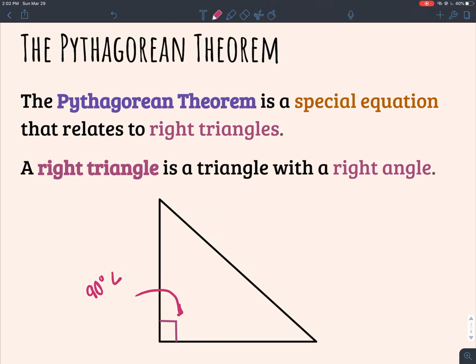Because of the 90-degree angle, we call it a right angle, and it becomes a right triangle. Now, the other two angles are unknown to us. We don't know what those are because they could be different. But what's really important is that that bottom left angle is 90 degrees, and we can mark it by using that box shape.